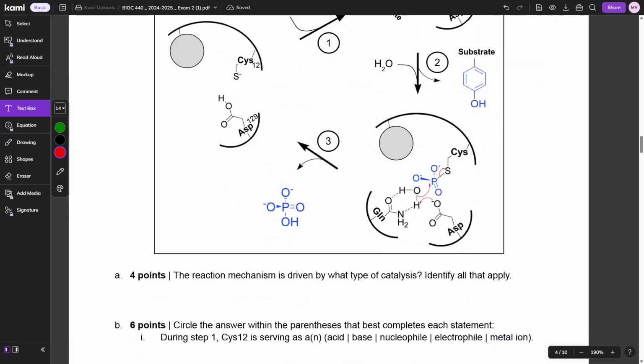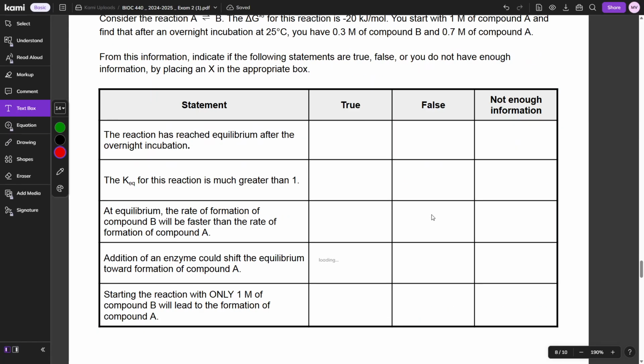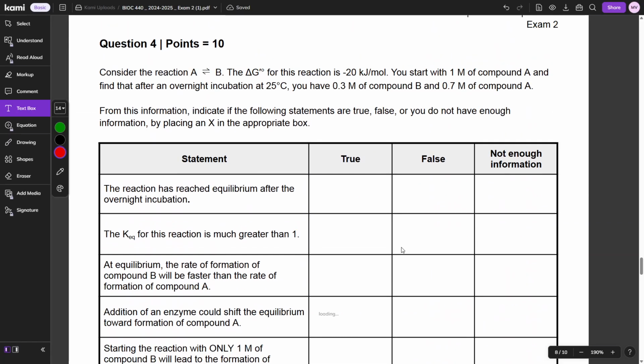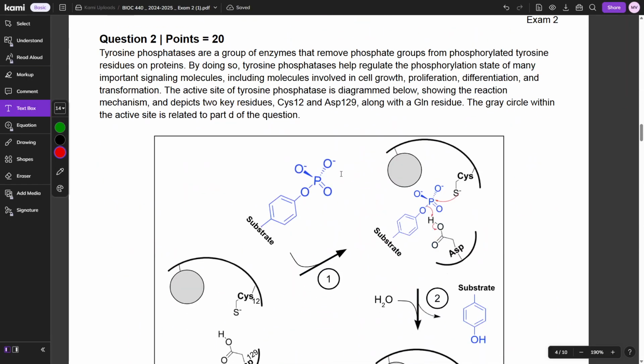Now we move on to a little bit of enzyme catalysis. If we look at enzyme catalysis, we're going to say tyrosine phosphatase, a group of enzymes that remove phosphate groups from phosphorylated tyrosines. They help regulate phosphorylation states of many proteins. They're giving me a bunch of background, and I don't really care all that much. I'm looking for what the punchline is for this question.